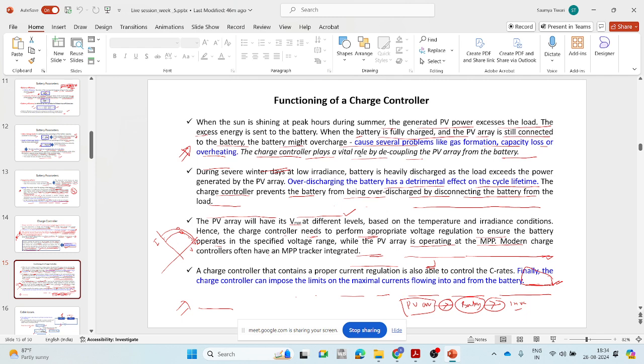Also, if you want to discharge the battery at your required C rate, for that you have to regulate the charge or the current. That is also where the charge controller comes into the picture. So these are the different functions of the charge controller.